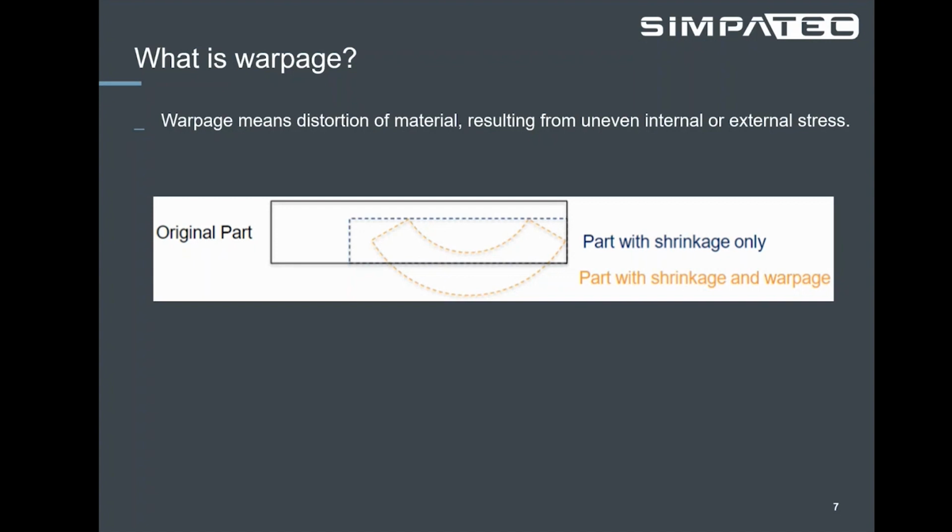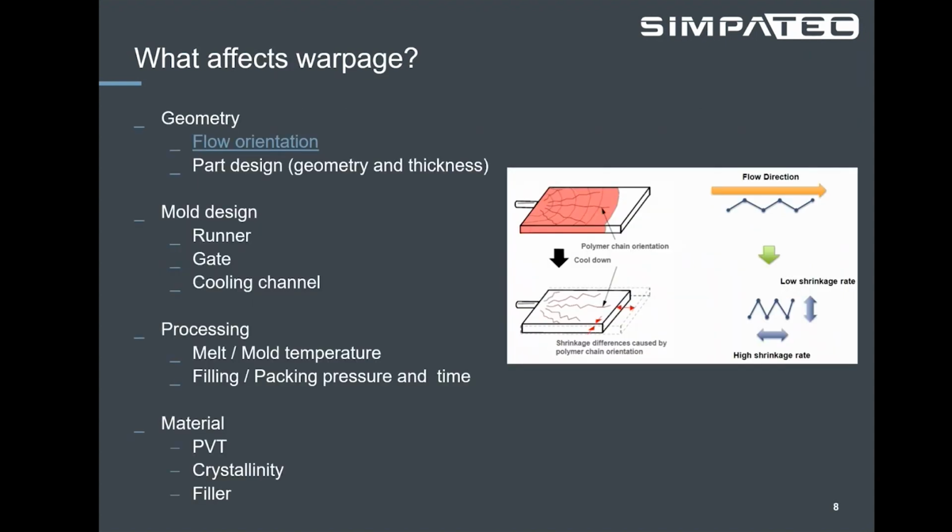So typically we should not call the whole result, when we are talking about a simulation, shrinkage and warpage. Even when you are a Moldex user, you are not going to see the results as shrinkage or warpage. You are going to see it as displacement, which is typically a combination of those aspects. But the most important part is to understand that a non-uniform shrinkage behavior leads to warpage. Nothing more, nothing less.